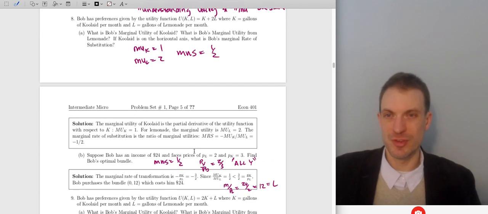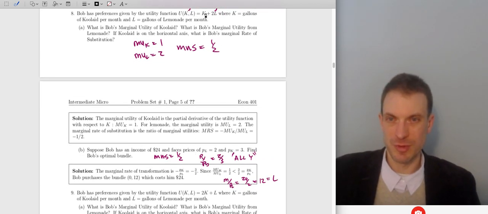All right, question 8. Bob has preferences given by this utility function, perfect substitutes. This is going to have an MRS of 1/2, right? MUK divided by MUL is going to be 1/2. MRS is 1/2. So what's Bob's marginal utility of Kool-Aid? 1. Marginal utility for lemonade? 2. And then what's the marginal rate of substitution? 1/2. That's this right here.